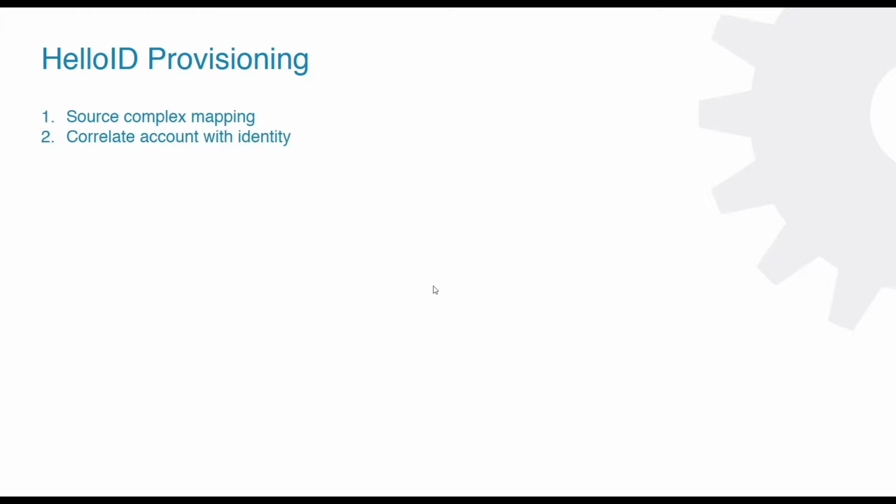Next, you will be able to correlate accounts between HelloID and target systems. For example, seeing if accounts already exist in a target system when activating the provisioning for the very first time. It will result in updating accounts instead of creating new ones.